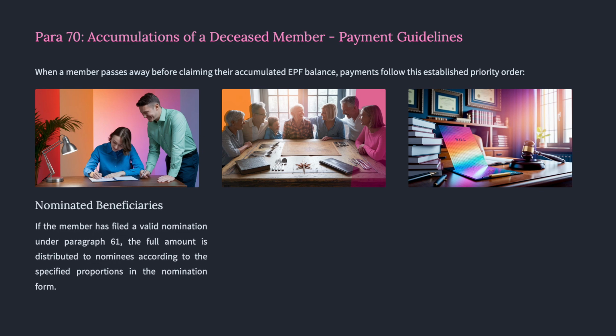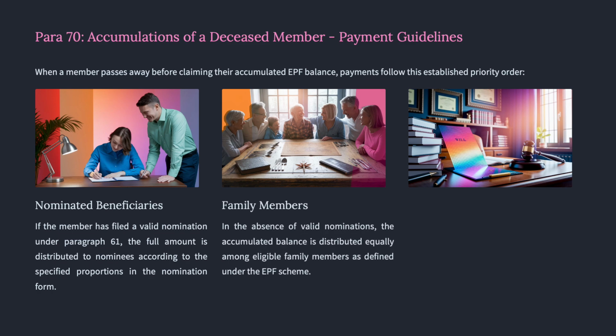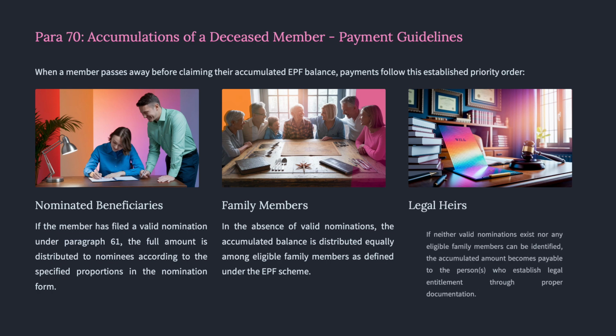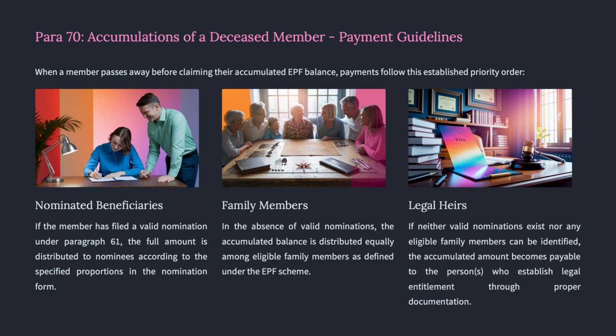Nominated beneficiaries. If the member has filed a valid nomination under paragraph 61, the full amount is distributed to nominees according to the specified proportions in the nomination form. Family members. In the absence of valid nominations, the accumulated balance is distributed equally among eligible family members as defined under the EPF scheme. Legal heirs. If neither valid nominations exist nor any eligible family members can be identified, the accumulated amount becomes payable to the persons who establish legal entitlement through proper documentation.